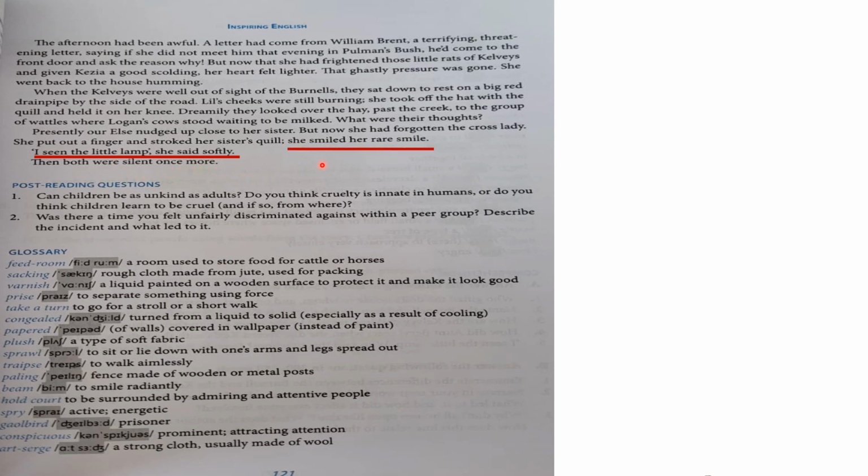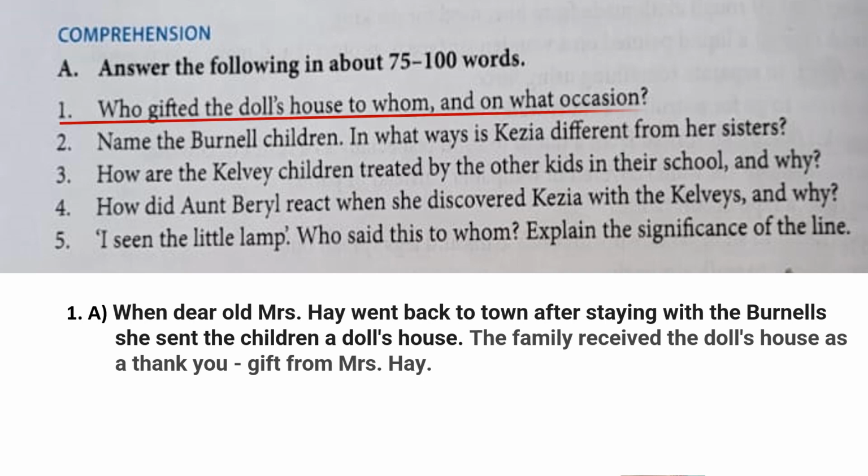Then little Elsie smiled her rare smile. That smile also has a significance in the story. So this is the gist of the summary of this dollhouse, students. Hope you understood it. Now moving on to the comprehension questions. There are 5 short answers.